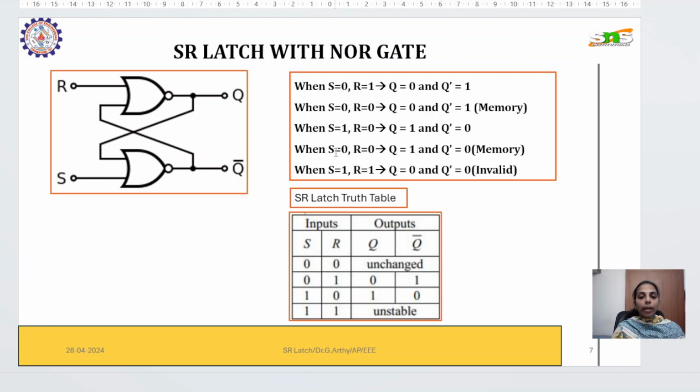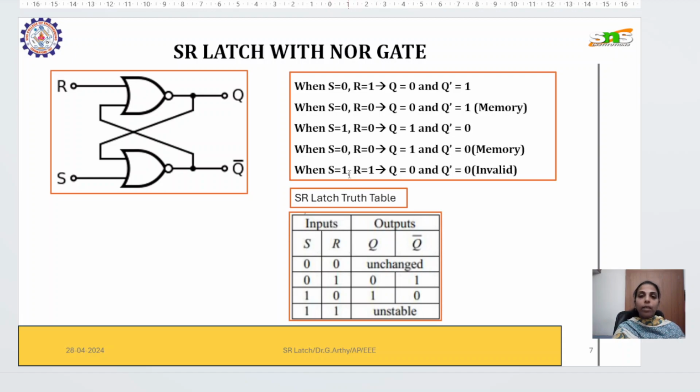So then again, when I change S is equal to 0, now see the outputs have changed from 0 1 to 1 0. So now when I give S is equal to 0 and R is equal to 0, the same previous state is maintained. So from this, we can infer that whenever we give S is equal to 0 and R is equal to 0, the previous state will be maintained.